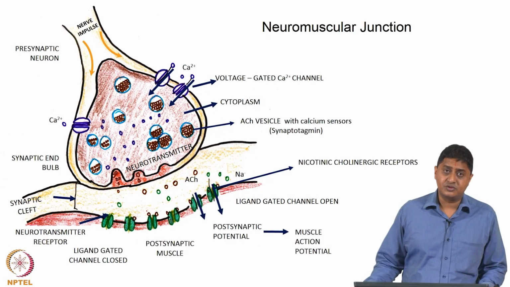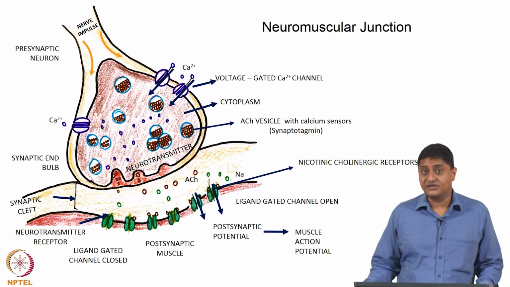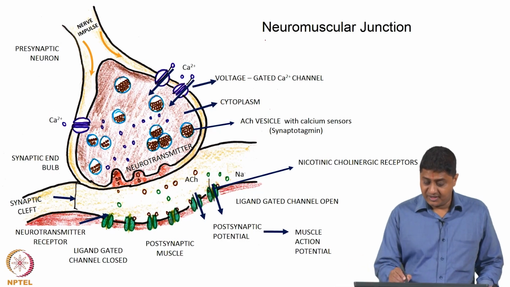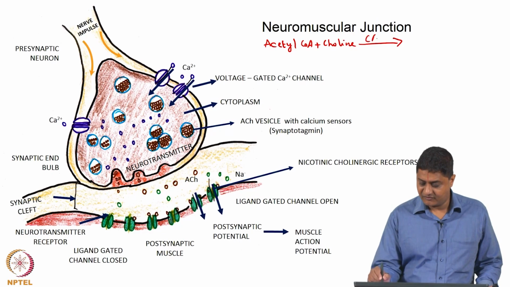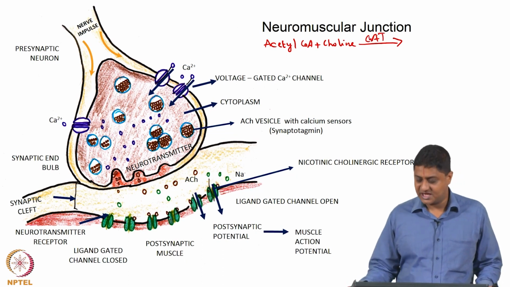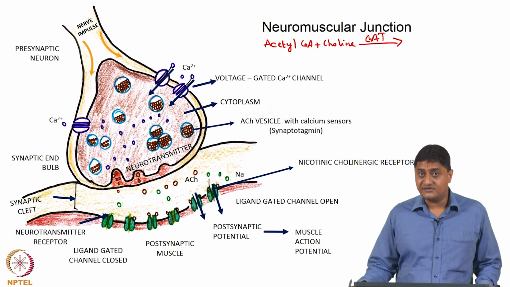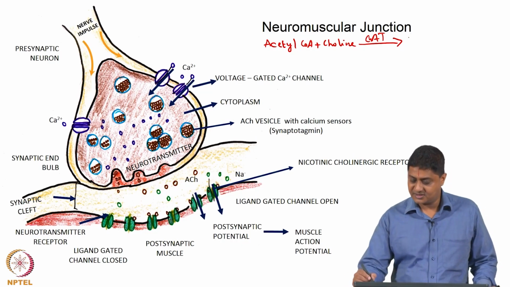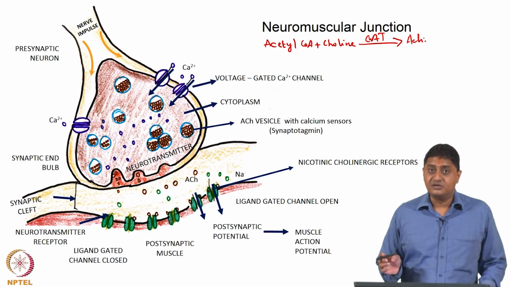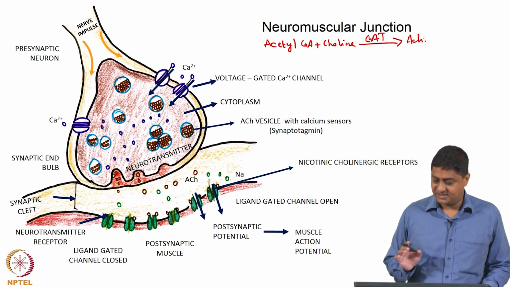Before we discuss the neuromuscular junction, we have to remind ourselves of the life cycle of acetylcholine. Acetylcholine is synthesized by choline acetyltransferase, by the reaction of acetyl coenzyme A and choline. It is sometimes called CAT or ChAT. Choline acetyltransferase is the protein that takes acetyl coenzyme A and choline, makes acetylcholine, and packs it into bags called vesicles. We said that yesterday.